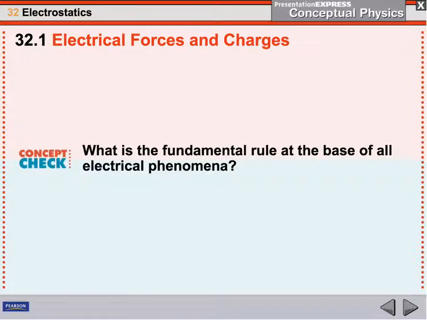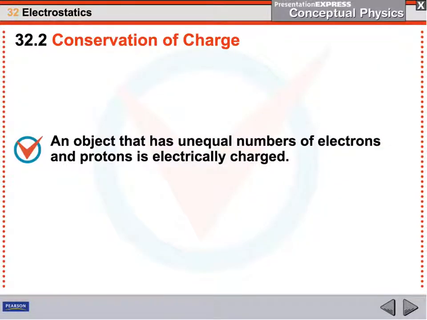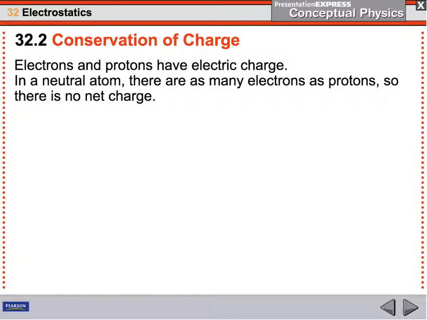What is the fundamental rule at the base of all electric phenomena? I think it was on the slide right before this. An object that has unequal numbers of electrons and protons is electrically charged. Electrons and protons have electric charge. In a neutral atom, there are as many electrons as protons, so there is no net charge. Whenever you have 5 protons and 5 electrons, they basically cancel each other out, so there's no charge.